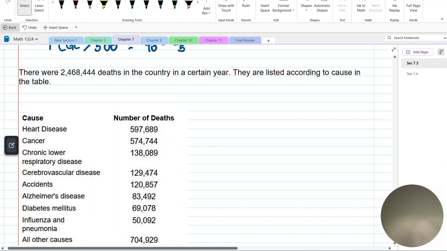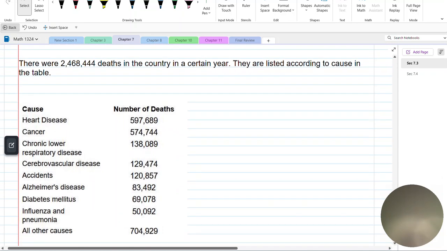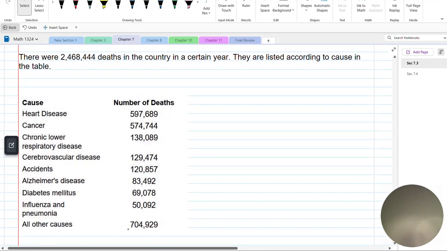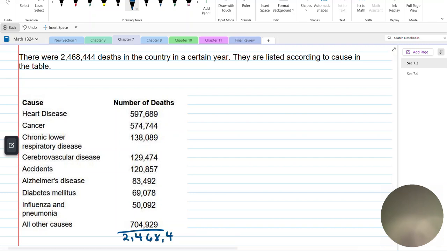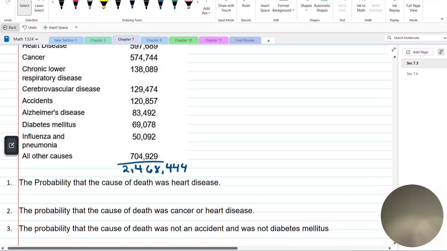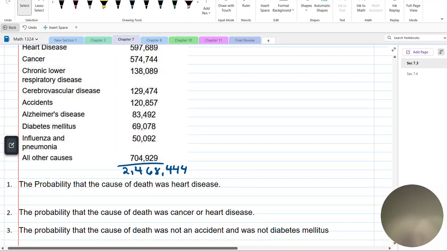Now we've got this guy right here. There were 2,468,444 deaths in the county in a certain year. They are listed according to carrier in the tables. So our total is 2, 4, 6, 8, 4, 4, 4. All right. It says the probability the cause of death was heart disease.